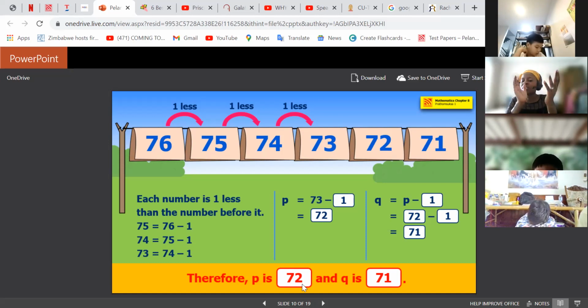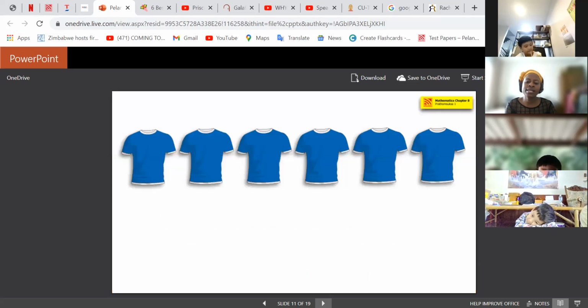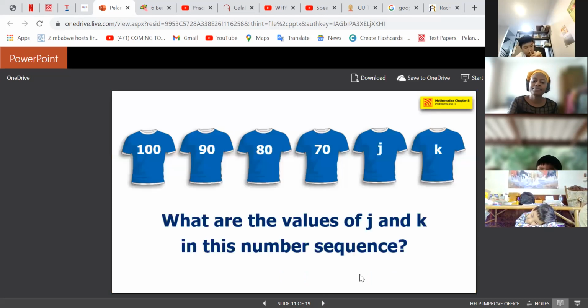So please, let's pay attention. The sequence of the numbers is found by looking at the sequence, right? Look at the sequence. Are they adding or are they reducing? Let's look at the next one.